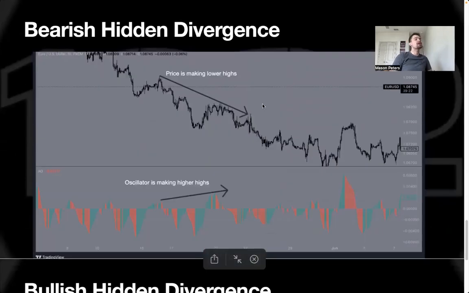Hidden divergence is a little trickier to spot. I myself have trouble finding hidden divergence. Within the trend, when you start to see that buying and then it makes that lower high, with the oscillator making that higher high, it's sometimes tricky to spot exactly where it is, right? But here is a great example, the best example of bearish hidden divergence.